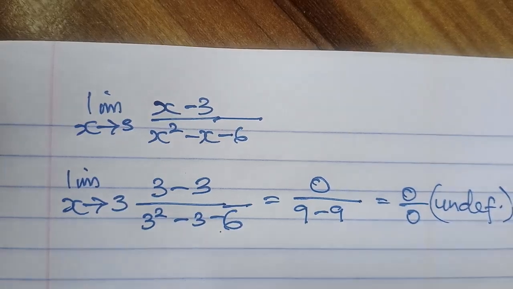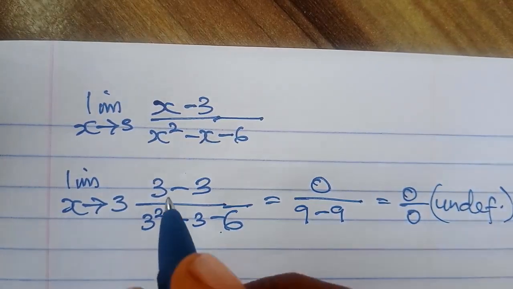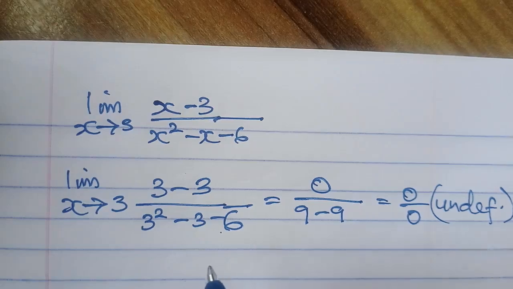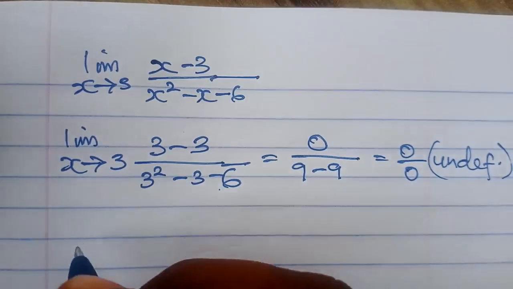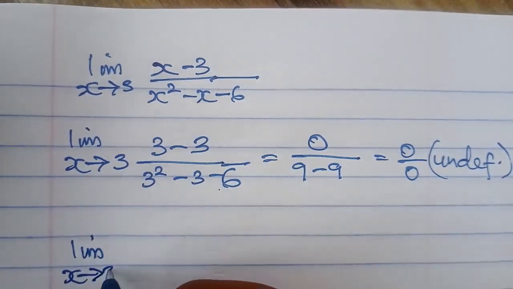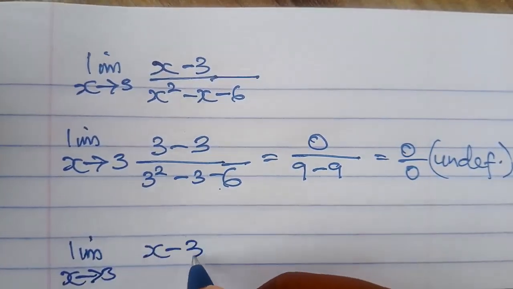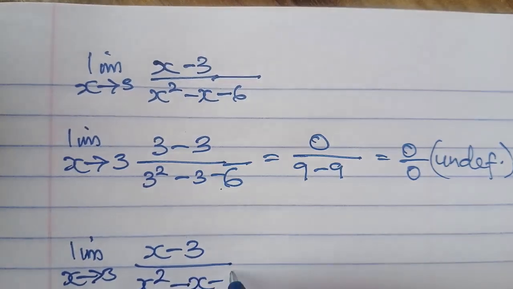And we're not wasting our time by showing this direct substitution, because in most cases, most examiners expect you to show the direct substitution first of all before showing them the alternative method that you used. So here we can now use factorization and say limit as x approaches 3, x minus 3 over x squared minus x minus 6.